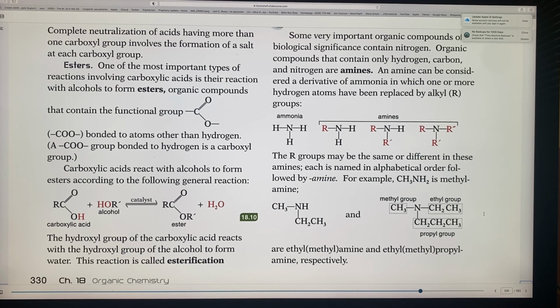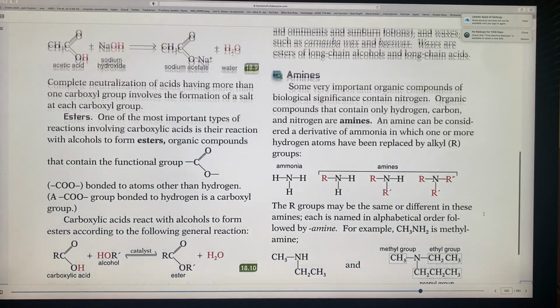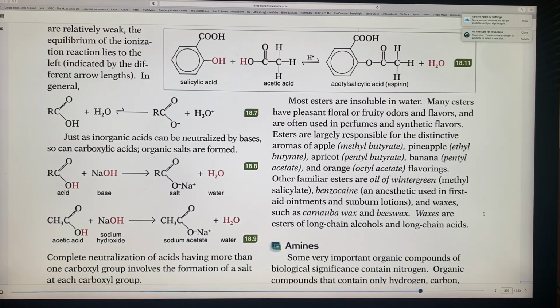So it's when it's reacting with alcohol. It says right here, the carboxyl group is reacting with alcohol, and it's producing ester. Esterification means producing esters. So most esters are insoluble in water. Many esters have very fruity odors and flavors, and they're used in perfumes.